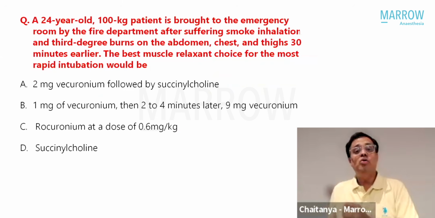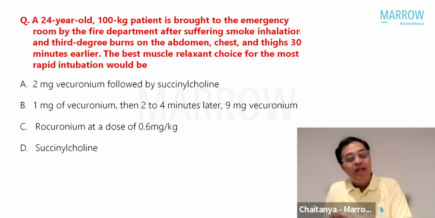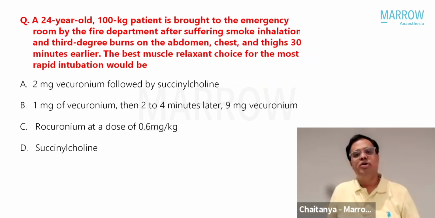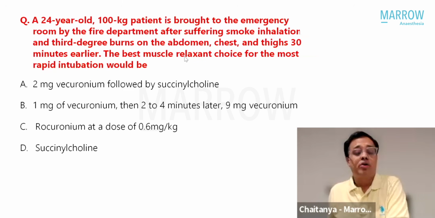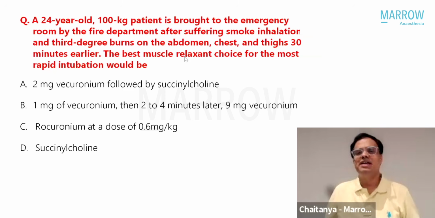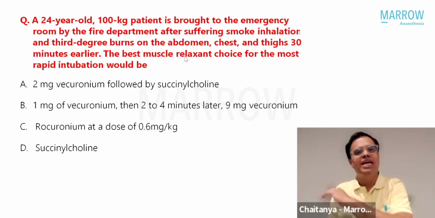Yes, that is. So now comes a very important question. I don't have an option of succinylcholine. You said rocuronium at a dose of 1.2 mg per kg. Yes. Right. Rocuronium dose is 1.2 mg per kg. Now, I will ask you a very basic question. Why is rocuronium quick in onset?